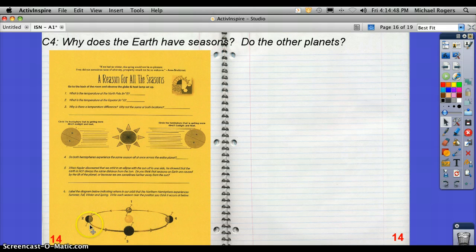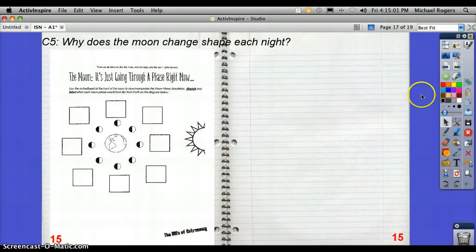It's the fact that the Earth is tilted about 23.5 degrees, which means part of the planet's getting more heat and part of it's getting less as it travels around the sun. So then you'll have a right-sided activity, very open-ended in terms of what you want to put in for that. The second page, or the next page here, would be C5.